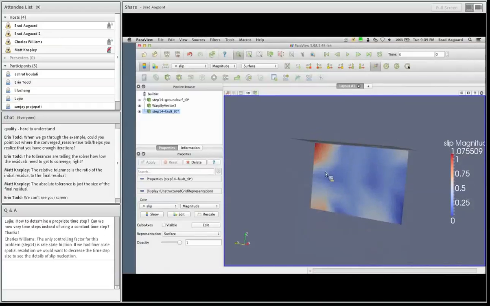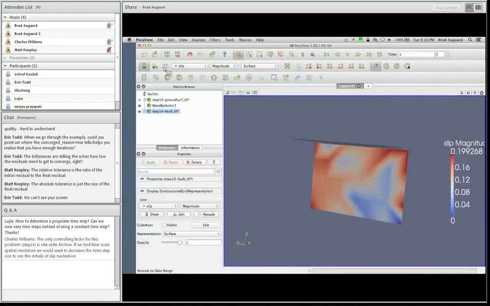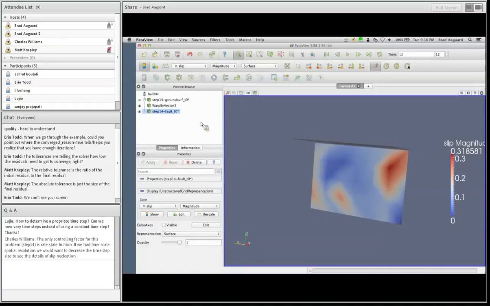So first time step, I have a meter of slip up here in the corner. I have slips of 0. Second time step, I have slips between 0 and 0.3. So you can see my slips are just sort of oscillating around values. They're not coherent. It looks like I'm basically looking at numerical noise. So I converged, but I was getting numerical noise.